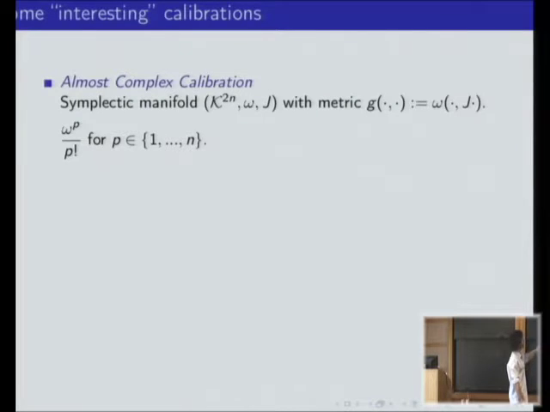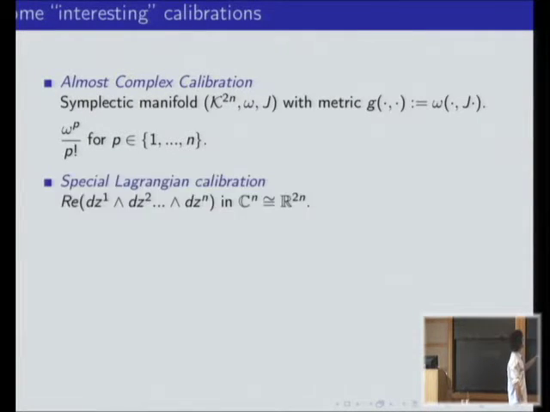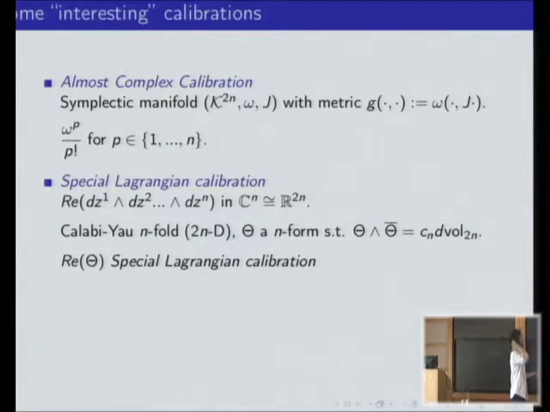So this will be the most important example later on in the talk, so the one you should keep in mind. There are many more interesting examples, like the special Lagrangian calibration that you have in R^{2n}. You identify R^{2n} with C^n, and you take this form of degree n. So you take the real part of the standard holomorphic form. This is also a calibration, and you can check the paper by Harvey and Lawson to see a lot of nice things about this.